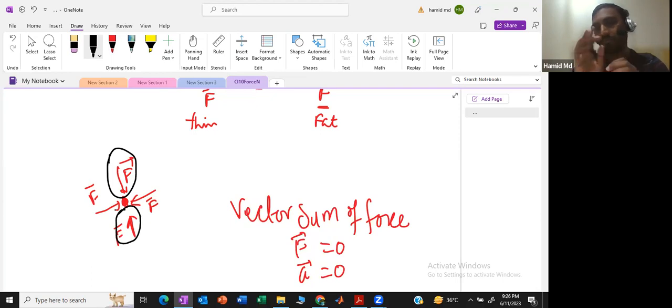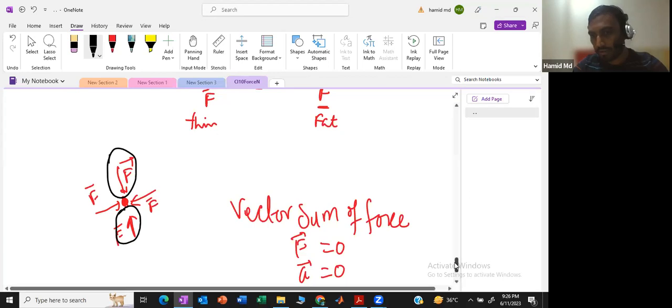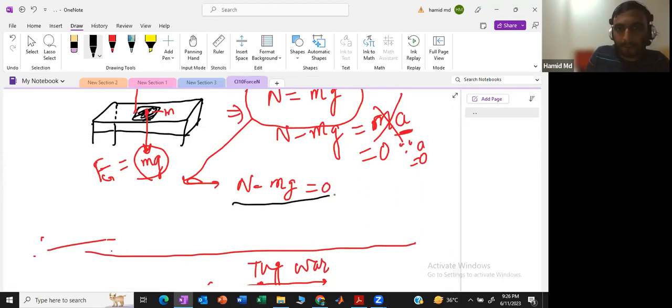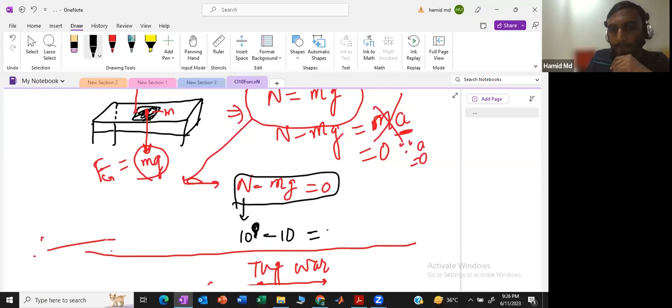No, if the forces are equal, it won't cancel. It will cancel. See, that's what Newton's third law says. Suppose this is 10 Newton in one direction. This is 10 Newton and this is also 10 Newton. So how much Newton will it be? 0.